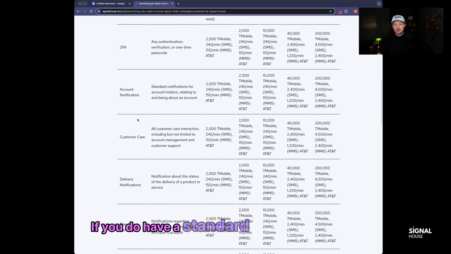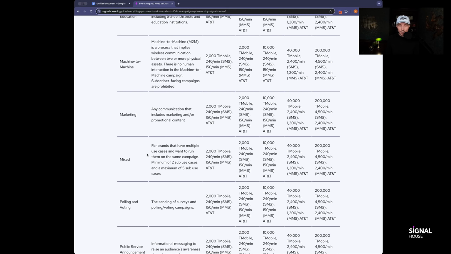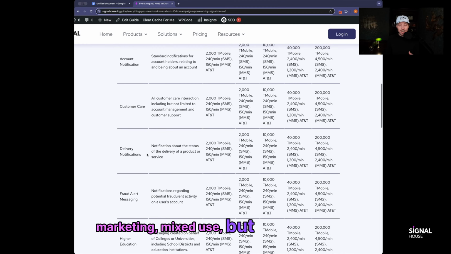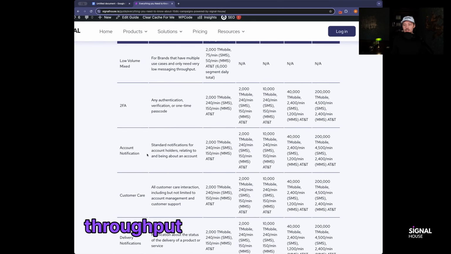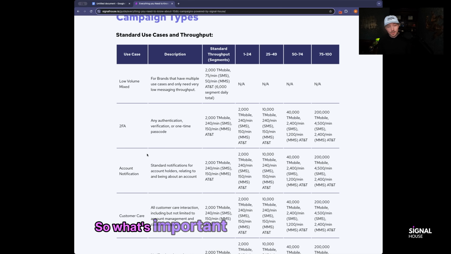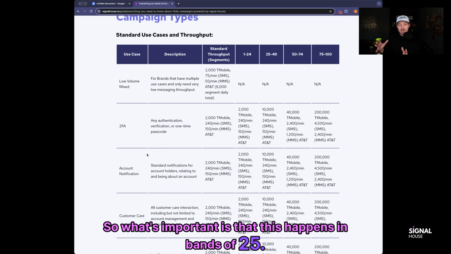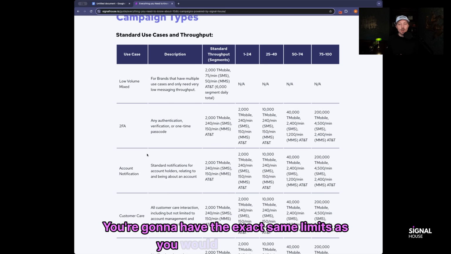If you do have a standard campaign in any of these use cases, so customer care, marketing, or a standard mixed use campaign, you are able to increase your throughput pretty dramatically depending on the score. What's important is that this happens in bands of 25. So with a score of 1 to 24, nothing is going to change. You're going to have the exact same limits as you would always have.